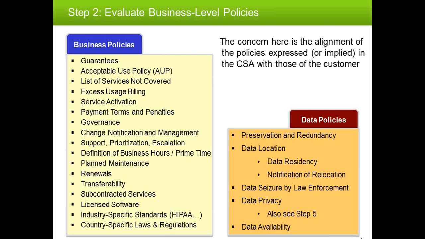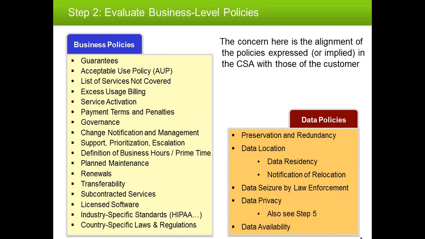So there's a part of the CSA that is not at all about the technology and the monitoring and the performance of the technology of the cloud. It is about what is the business contract part of the agreement? What are the financial terms? How is billing performed? At what frequency? How long does it take to activate the service once the agreement is signed?